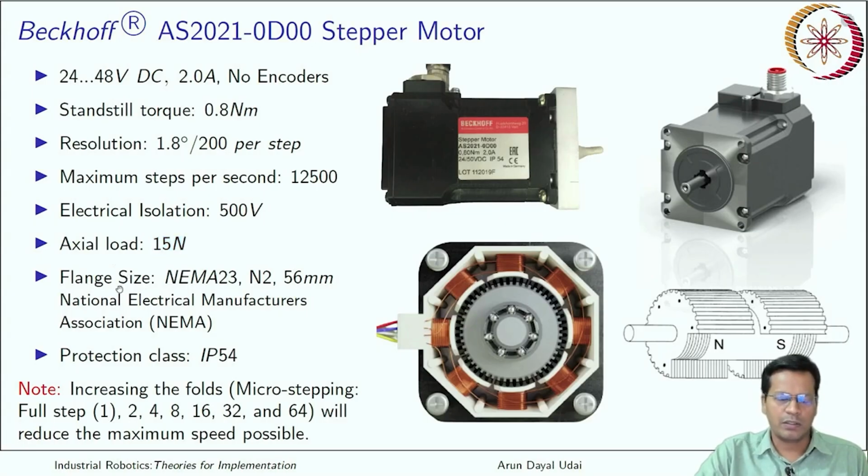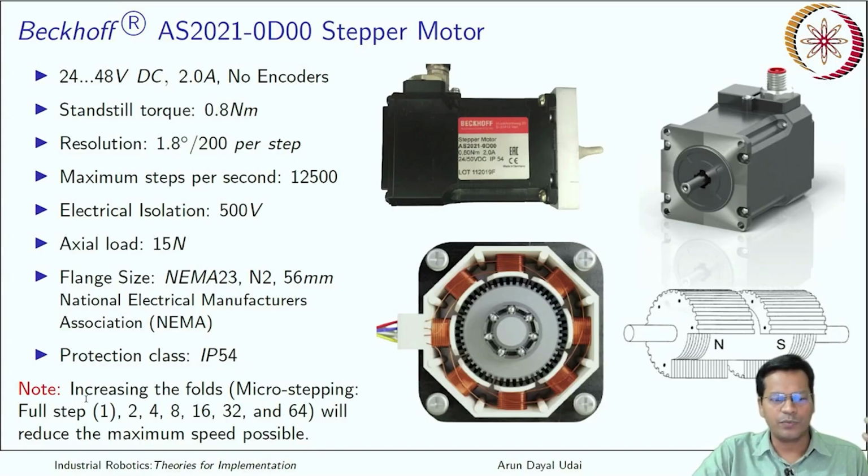Any stepper motor, and normally servo motors also, have sizes specified like this. So it is NEMA 23, that is National Electrical Manufacturers Association. NEMA 23 means 2.3 inches, that is approximately 56 millimeter. Okay, the protection class is IP54. You see, these are all industrial specifications. Things are the same. Okay, so different microsteps are possible.